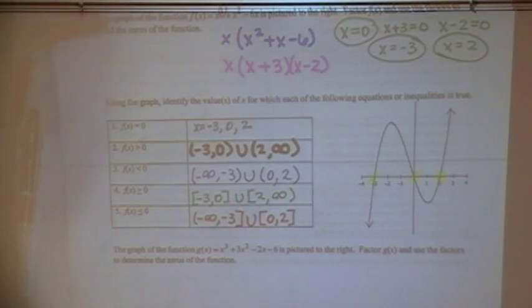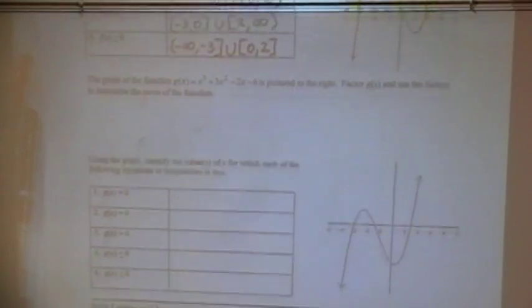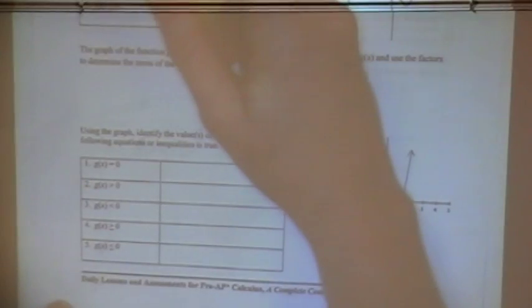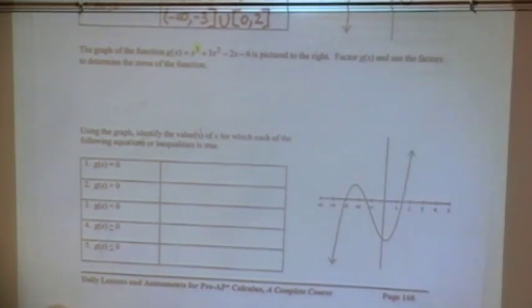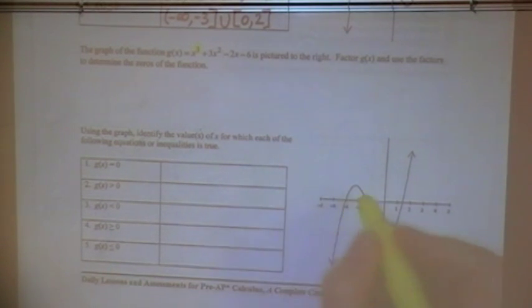Now they've given us a new function. It is pictured down here on the bottom right. Factor g of x and use the factors to determine the zeros. Looking at it, the fundamental theorem of algebra says that whatever the highest degree is tells me how many zeros I should have. I should have 3. If you look at the graph, you have 3. You can identify all 3 of them. So now let's factor it and see if we can find out exactly what the 3 are.